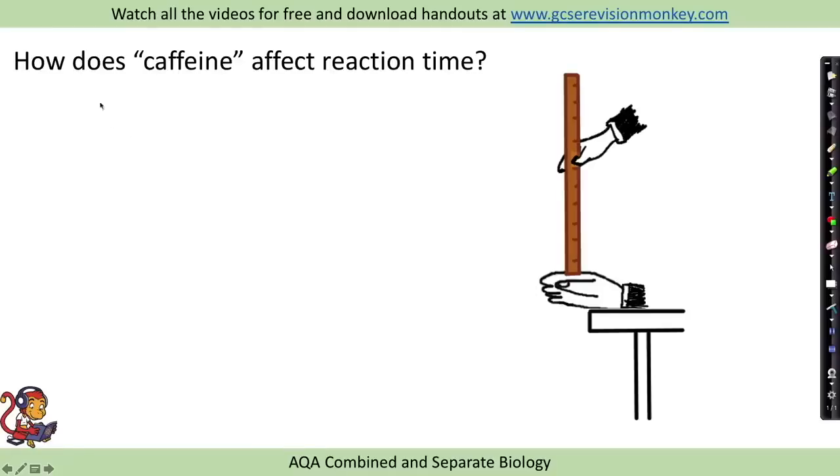For example, we could ask the question, how does caffeine affect reaction time? Now, this is just one example of a factor that we could investigate. You could well in the exam be asked about something like distractions or tiredness or something like that. So this here could change and become a different factor. So let's go through the method.